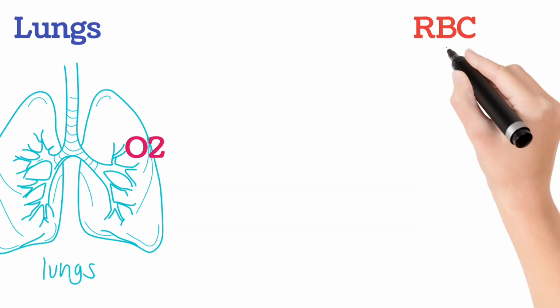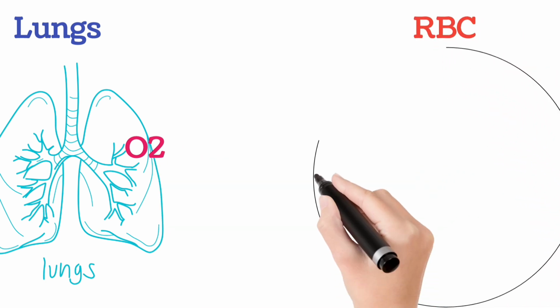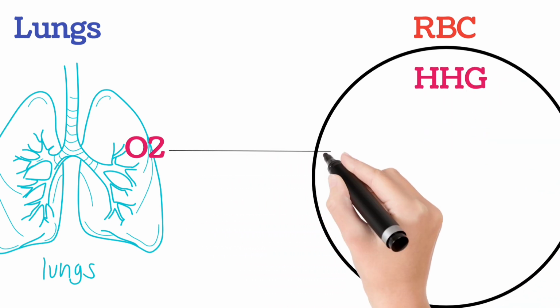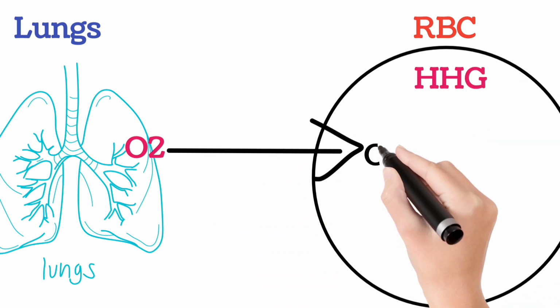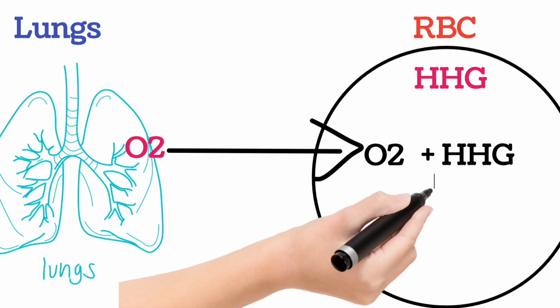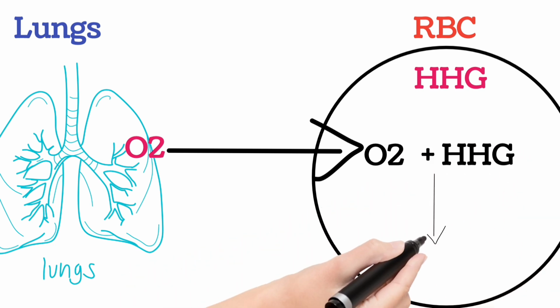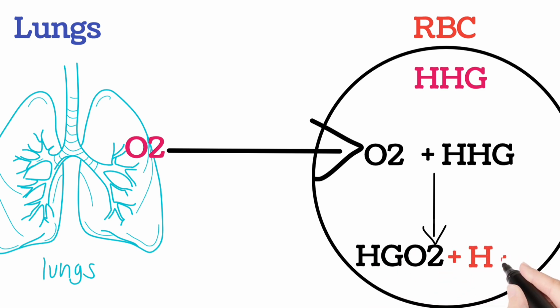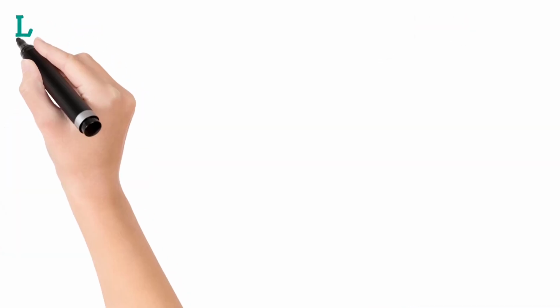Now the RBCs which arrive in the lungs are in a deoxygenated form. So it is in the form of deoxyhemoglobin. Now the oxygen will bind with the deoxyhemoglobin, forming what we call oxyhemoglobin along with the hydrogen ion, which will reduce the pH of the RBC.